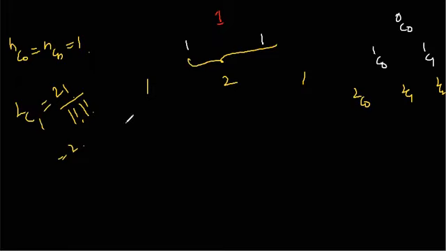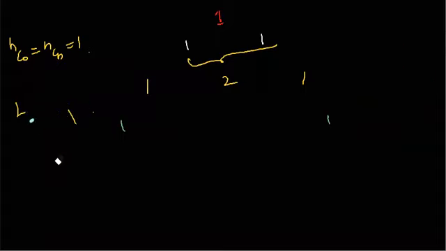After that we have 3C0, 3C1, 3C2 and 3C3. So 3C0 and 3C3 are both 1s. Let me erase this part. Now we have 3C1 over here. This is the 3C1 value. So 3C1 is 1 plus 2, which gives us 3. Similarly, 3C2 is also 3.